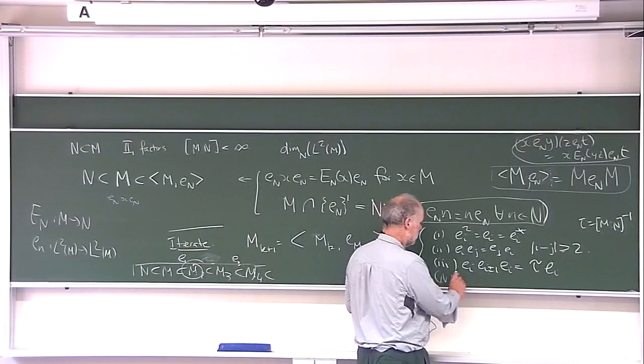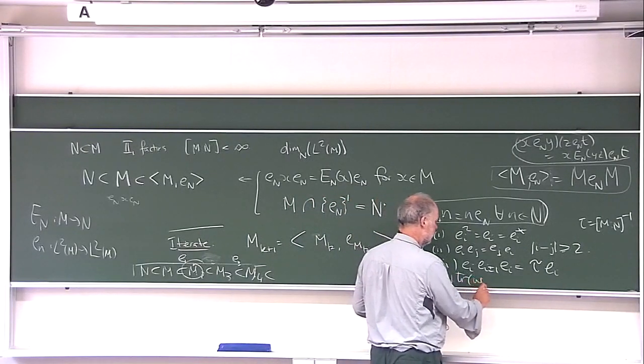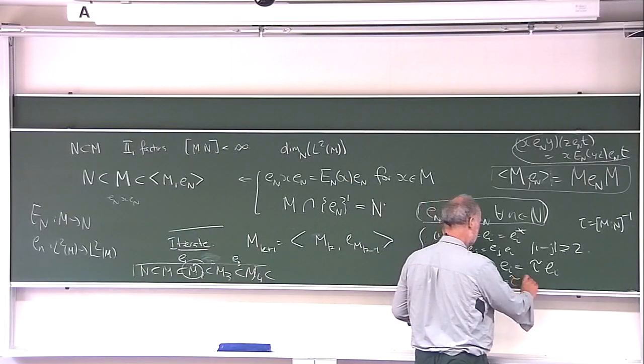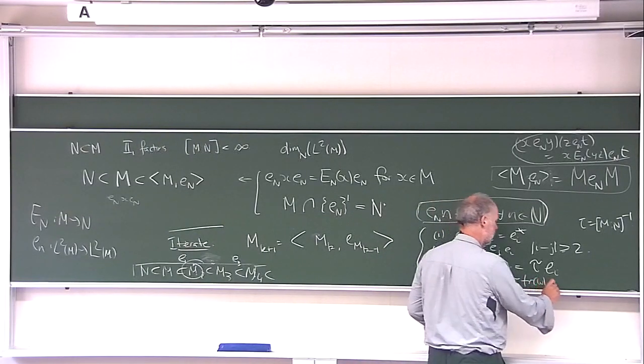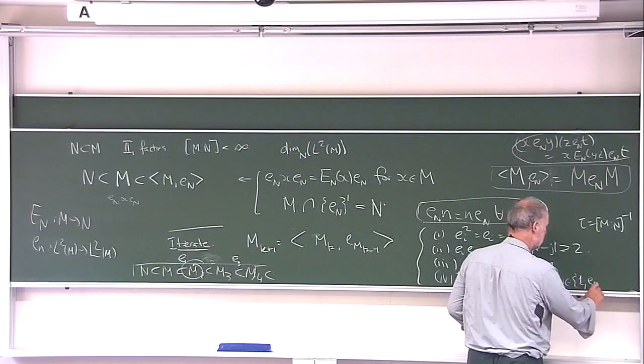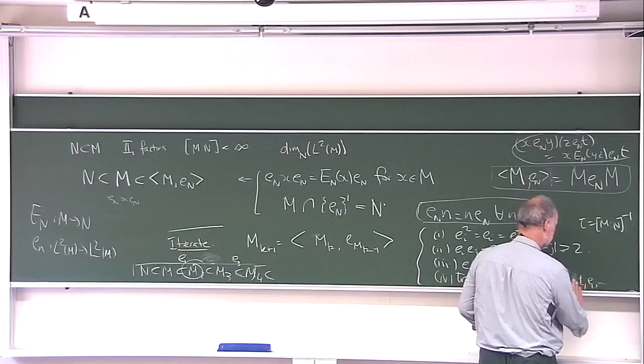And then the fourth property was this thing about the trace of the word. The trace of W E_{n+1} equals tau trace of W. There's a word.